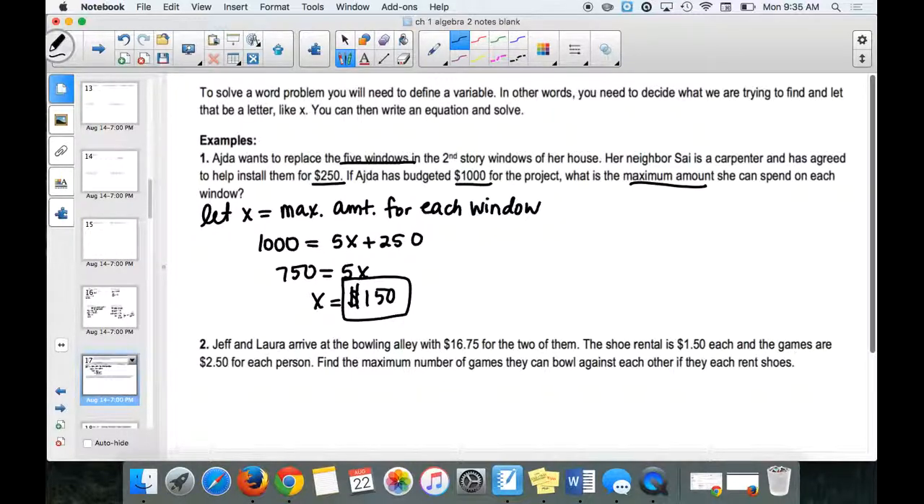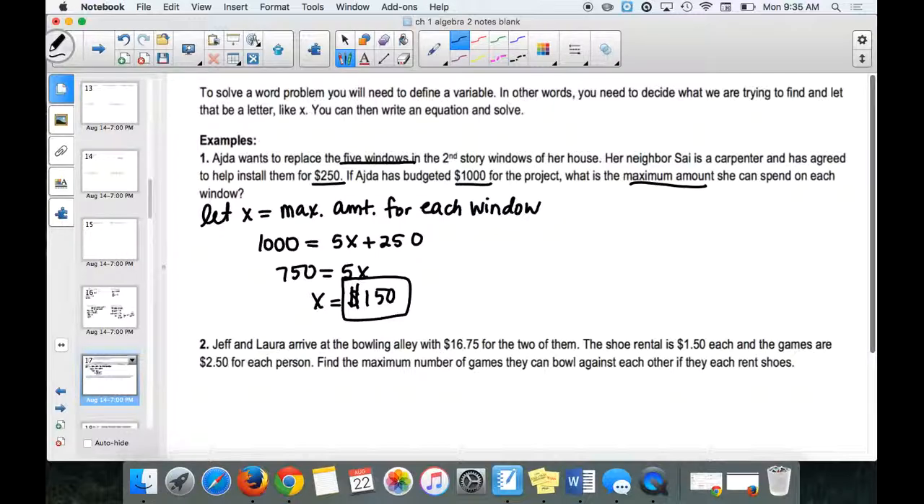So they're arriving at the bowling alley. They have $16.75 for the two of them. Man, Jeff doesn't have much money, does he? The shoe rental is $1.50 each, and the games are $2.50 for each person. Find the maximum number of games that they can bowl against each other if they rent shoes.